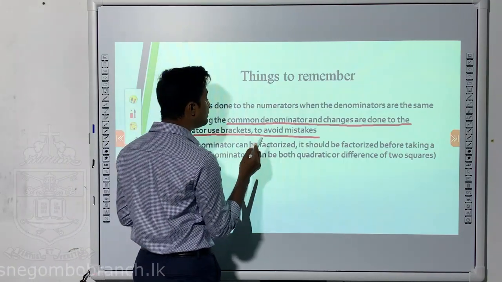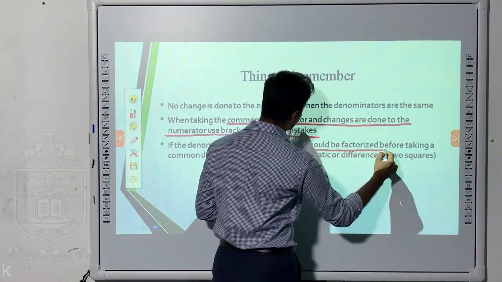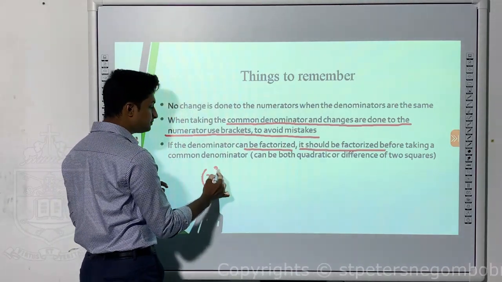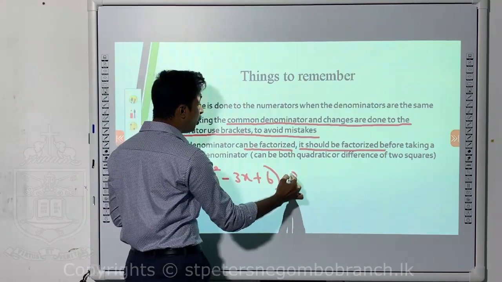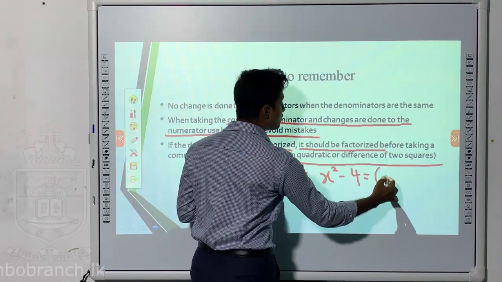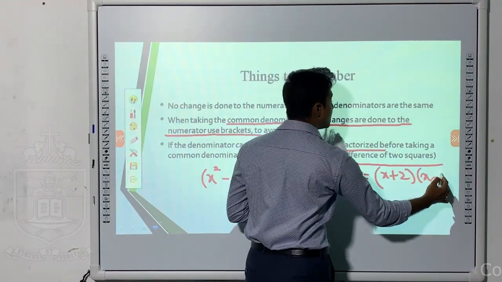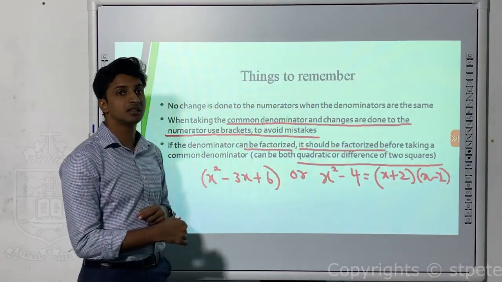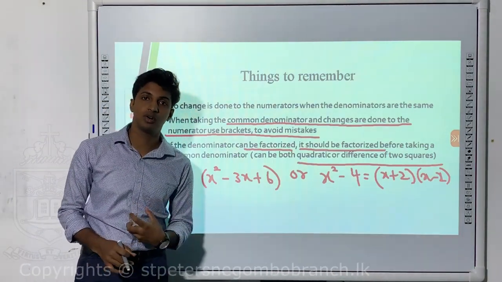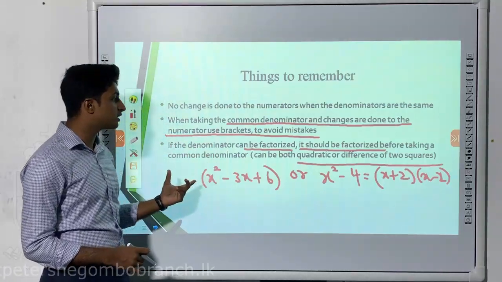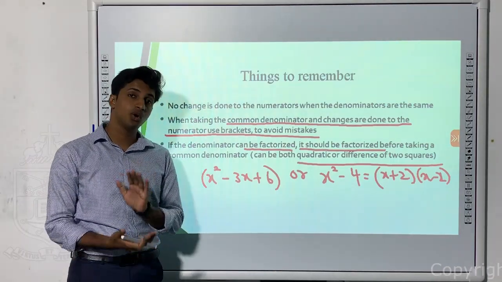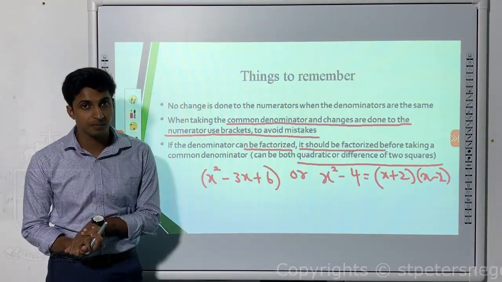Then, if the denominator can be factorized, it should be factorized before taking the common denominator. It can be a quadratic term or a difference of two squares. You have to factorize them, and only then can you take the common denominator and find the answer. So that is all we have to learn under algebraic fractions.